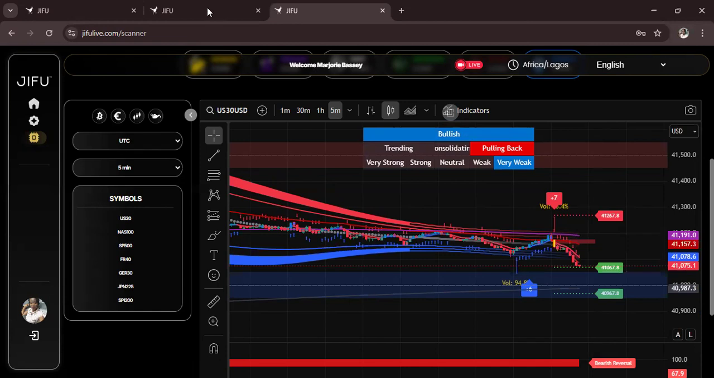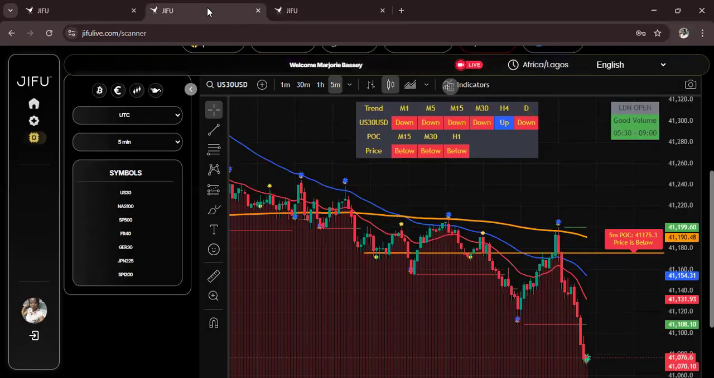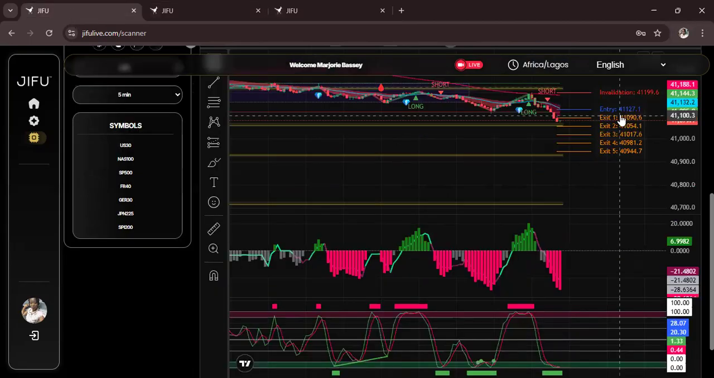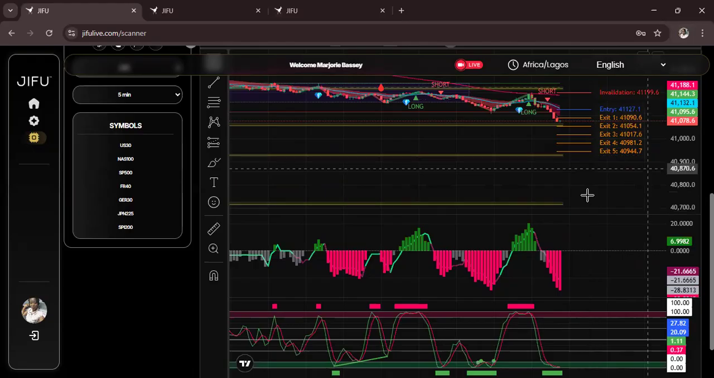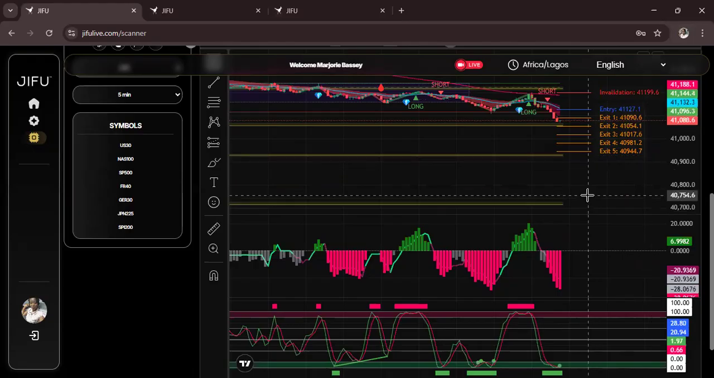So wait for it to pull back up, and then your entry is 41,127. So wait for it to go back to that zone before you take the trade. So now we have two trades that we are looking out for. US 30, we are waiting for it to pull back to entry.